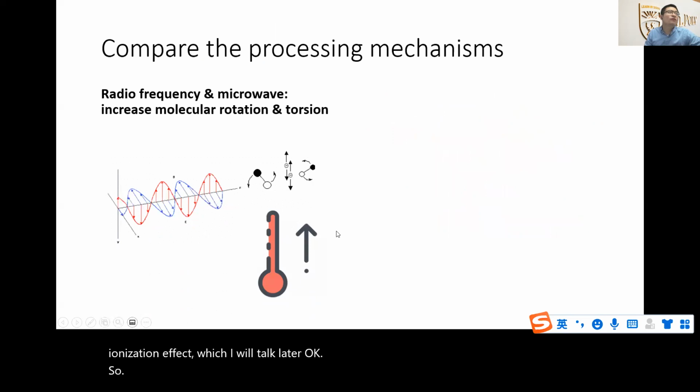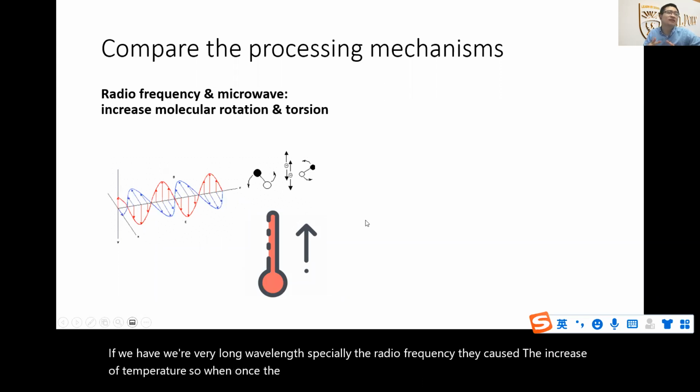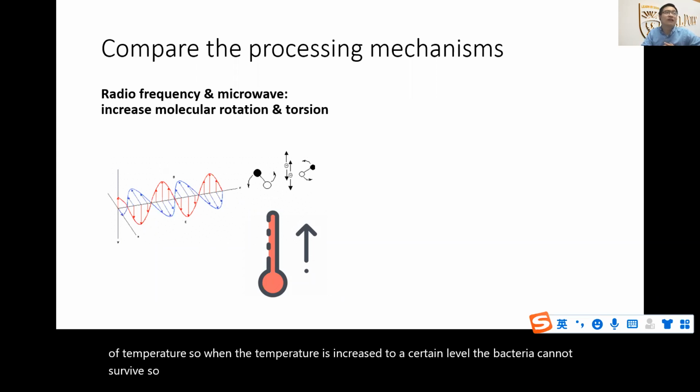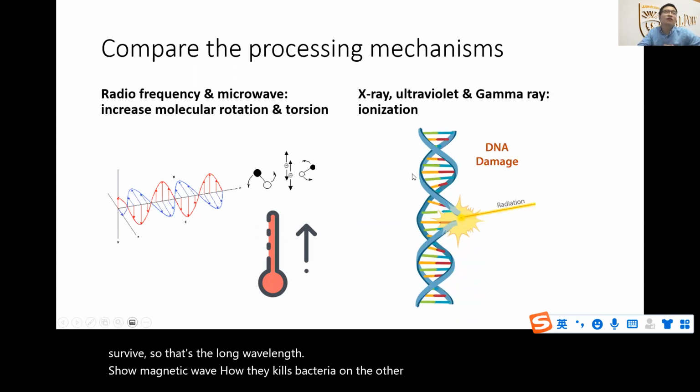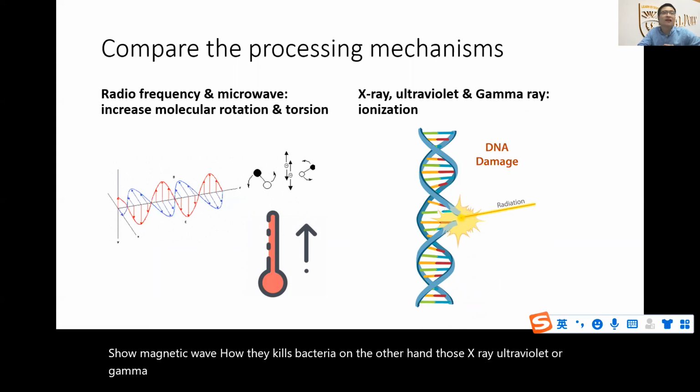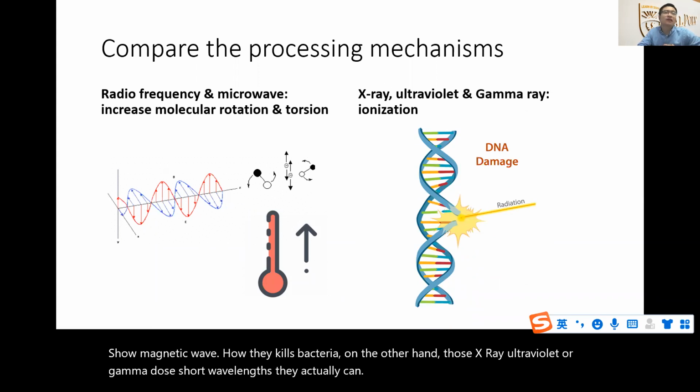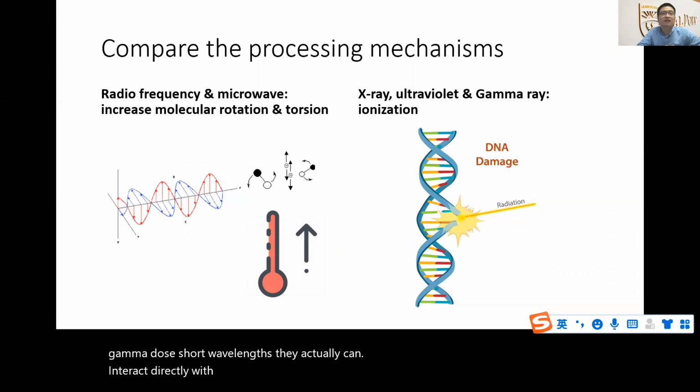So very long wavelengths, especially radio frequency, cause an increase of temperature. Once the temperature is increased to a certain level, the bacteria cannot survive. That's how the long wavelength electromagnetic waves kill bacteria. On the other hand, those X-ray, ultraviolet, or gamma ray short wavelengths can interact directly with DNA or protein to cause damage. So it's more like an indirect way of killing bacteria.